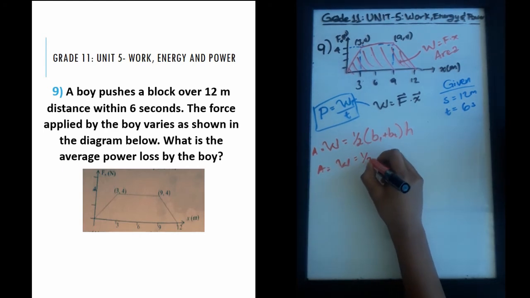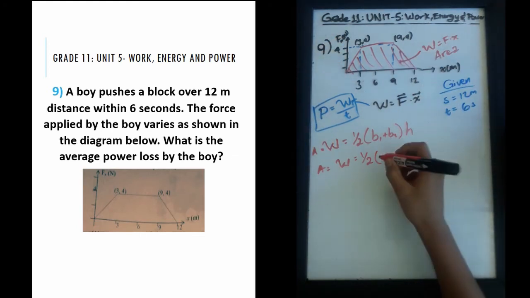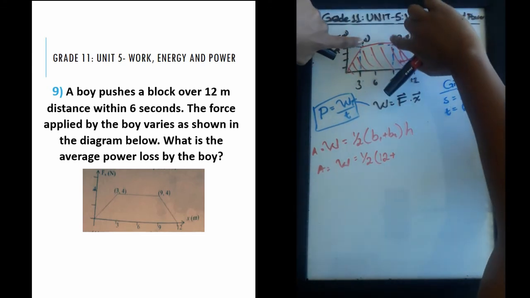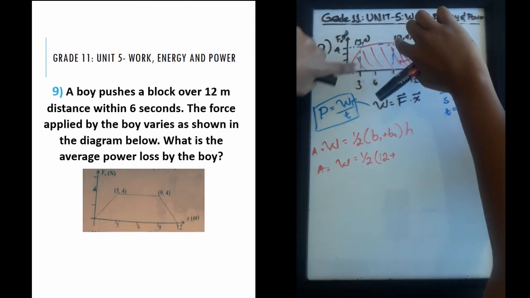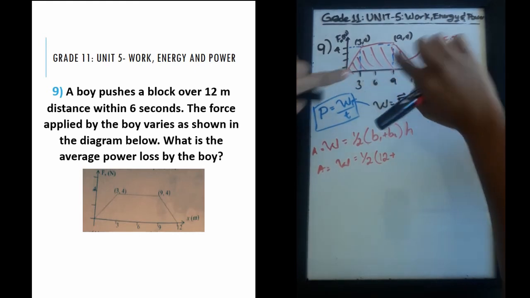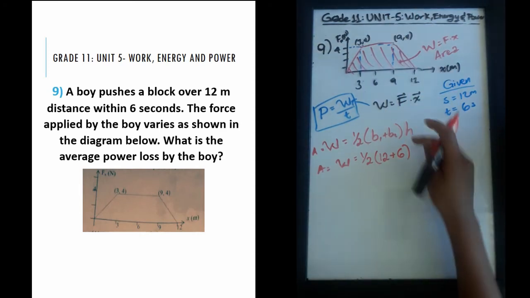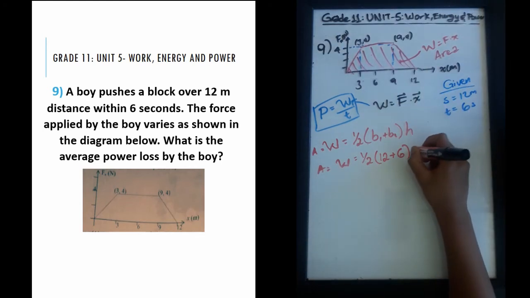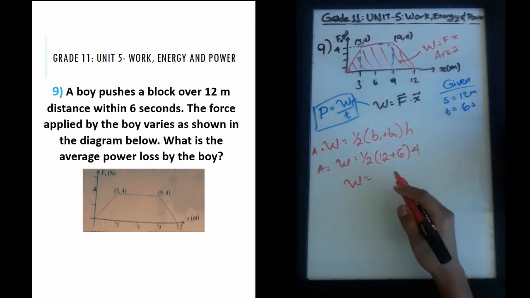That would be half of base 1, which is the distance from 0 to 12, so that would be 12. Plus base 2, which would be this distance right here, the distance from the point (3, 4) to (9, 4). The x distance would be from 3 to 9. Again, don't just take 9 or 3, it's in fact 9 minus 3. So 9 minus 3 gives us a value of 6, and that would be our base 2. Multiplied by the height, which is simply this height here, and we can see that it's a value of 4.